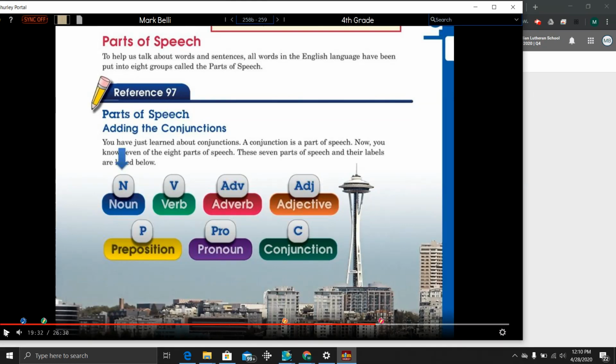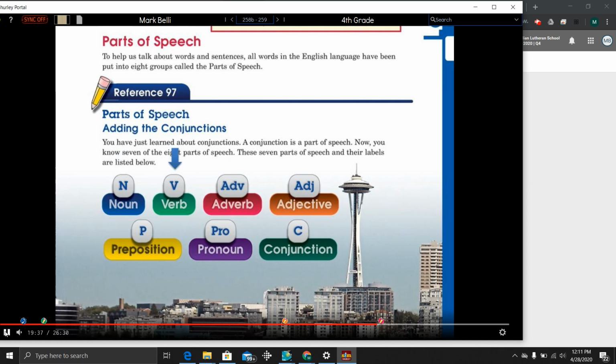Good morning. So, for English today, just a quick review of the parts of speech that we've already studied, or that we're studying as far as conjunctions go. And then we're going to get into the next part of what we're working on. Please recite each part of speech with me.